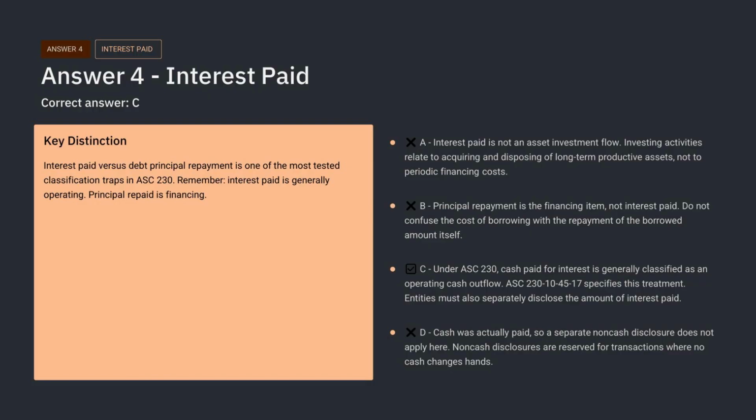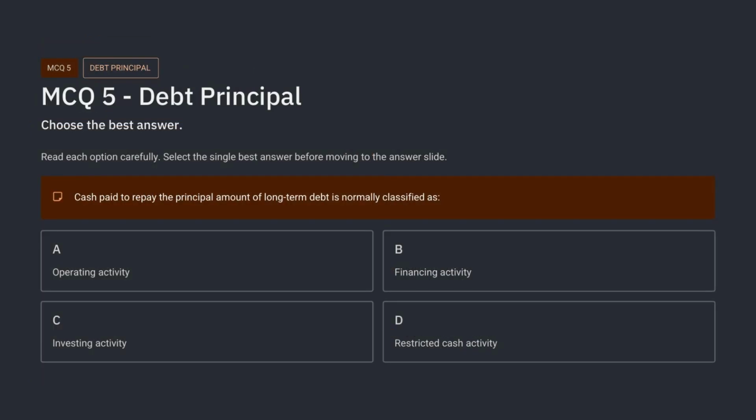The key distinction is powerful. Interest paid is generally operating, debt principal repayment is financing. If you remember that split, you avoid one of the most common ASC 230 errors. MCQ 5 now tests the other side of that same trap: debt principal. The question is, cash paid to repay the principal amount of long-term debt is normally classified as what?